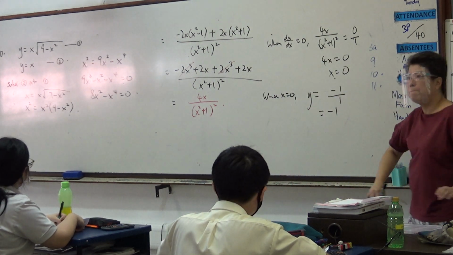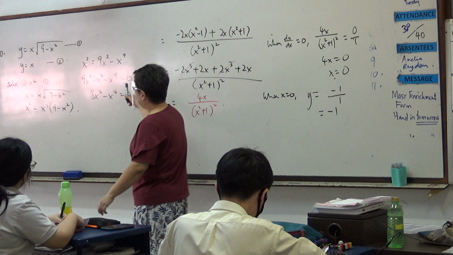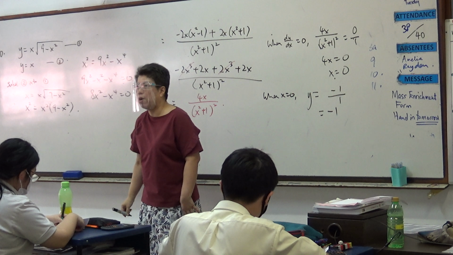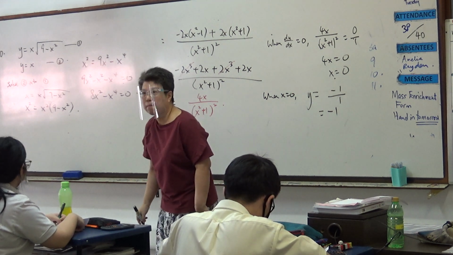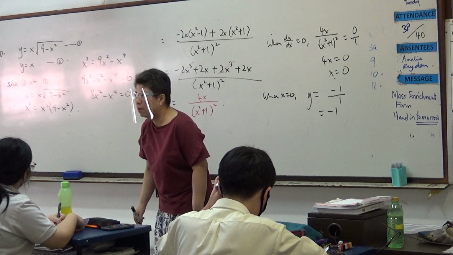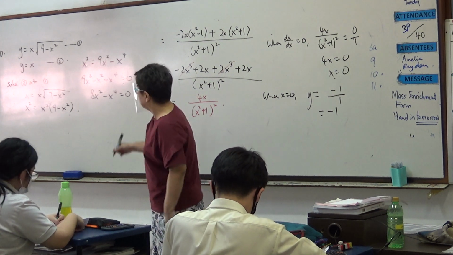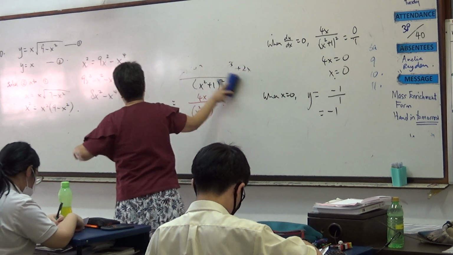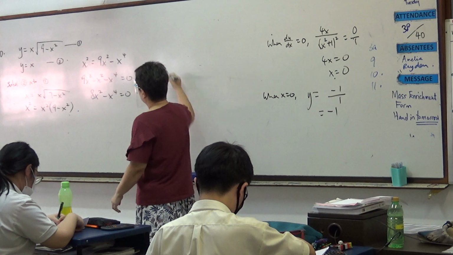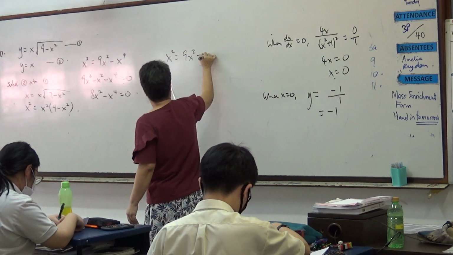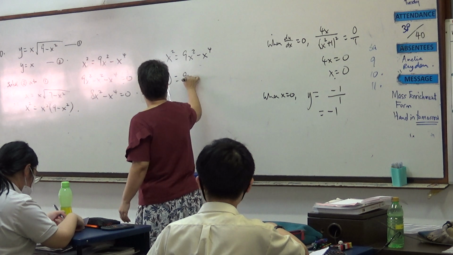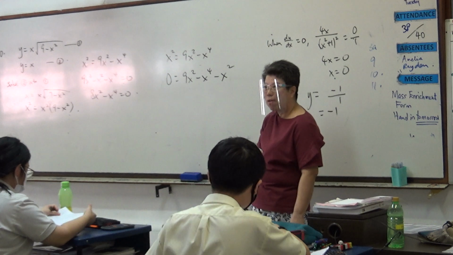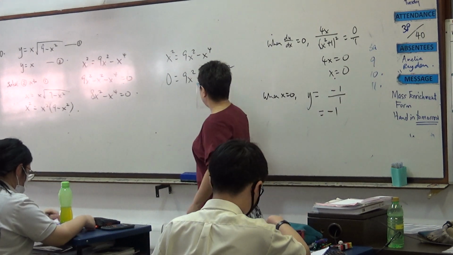Alright? Alright, I bring this one over, minus. I can take out the common factor of what? x squared. Here. Can you see I can take out the common factor of x squared? Some people from here to here don't know how to get it. Alright? Yes or no? What is 9x squared minus x squared?